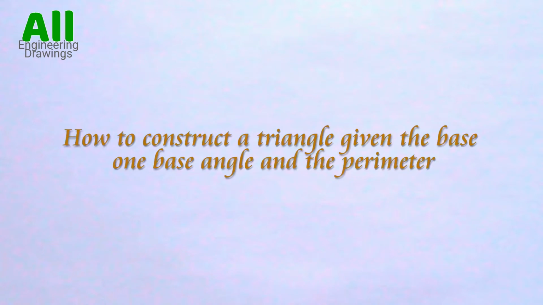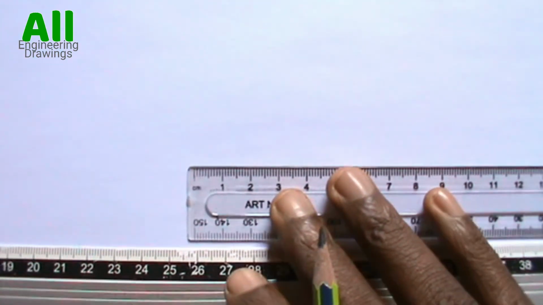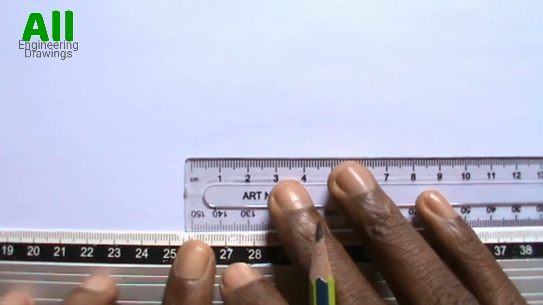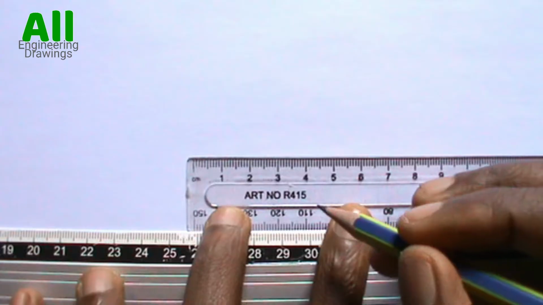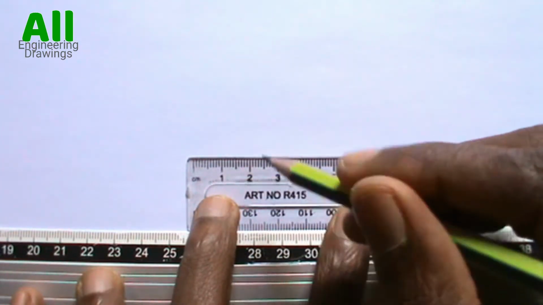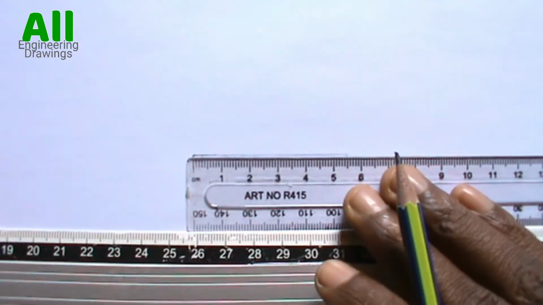Welcome. In this video, I'll be showing you how to construct a triangle when given the base, one base angle, and the perimeter. To draw a thin horizontal line, you have to use your T-square to support your ruler this way. Then you can now draw the horizontal line to the required length. You can label the line.